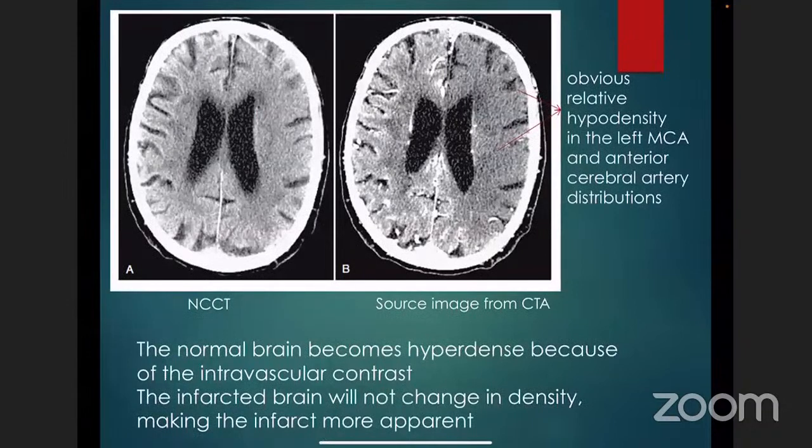As you can see here in this picture, the normal brain becomes hyperdense because of the intravascular contrast. If you compare the pictures on the left, A and B, the infarcted brain will not change in density, making the infarct more apparent. There is obvious relative hypodensity in the left MCA and anterior cerebral artery distribution.